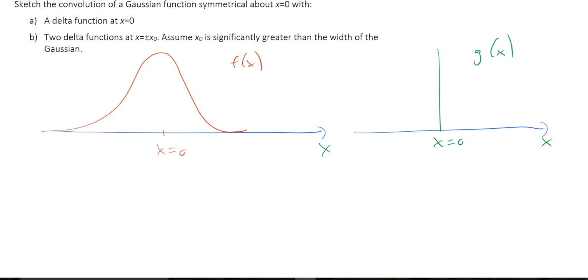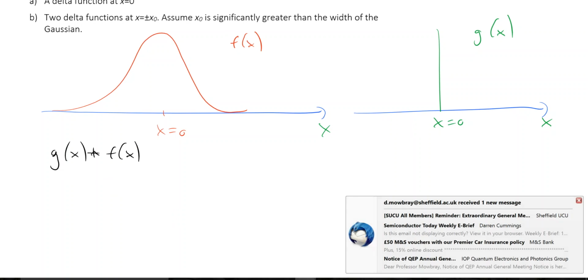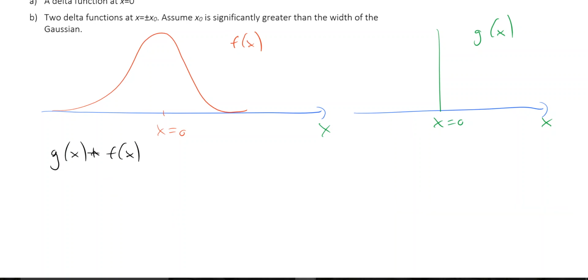However, we showed in the notes that the convolution of a delta function with another function is essentially the original function, although its center will be shifted to correspond to the center of the delta function. Now in this case, the delta function is at x equals 0, so we can write down that g of x star times f of x, where this is the convolution, is simply going to be the original function.